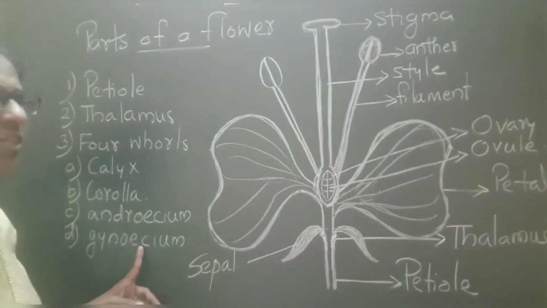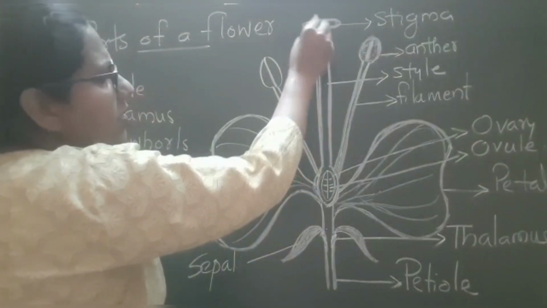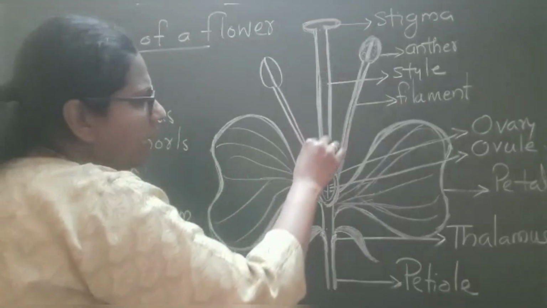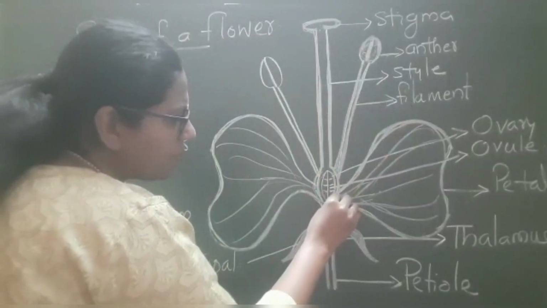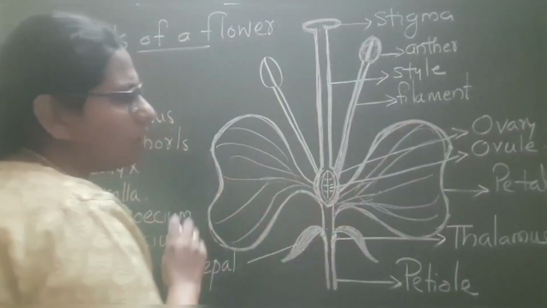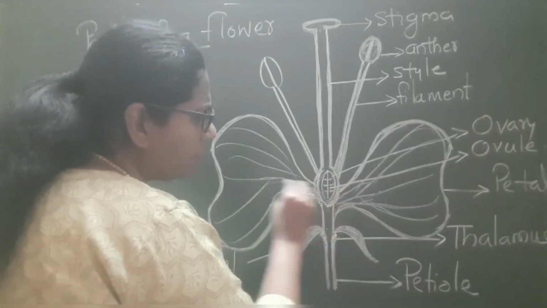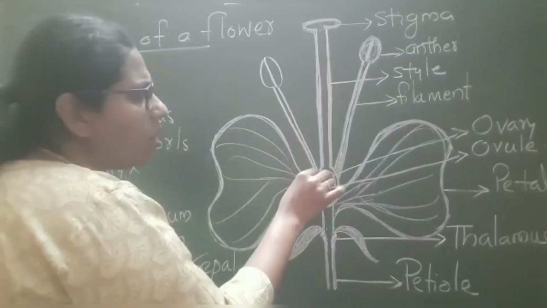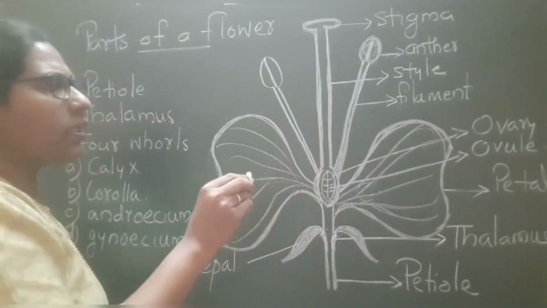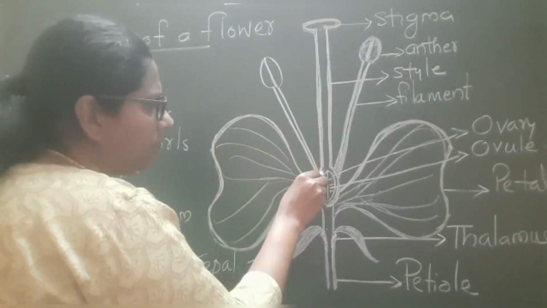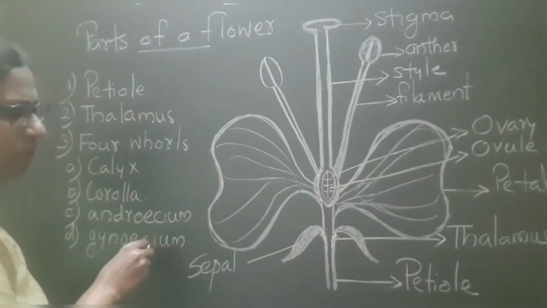Next is gynoecium. Now can you see this swollen part? This is called the stigma. Then comes down a narrow tube-like part. This is called the style. Then comes down a bulged out part. This is called ovary. Inside the ovary, ovules are there. This together is called carpel. This is the female reproductive organ of the flower. These carpels are collectively called gynoecium.